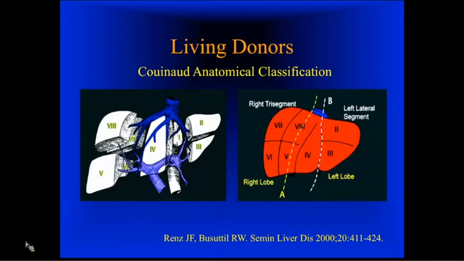And if the recipient was a little bit bigger but not an adult, we would do a left lobe, so segments 1, 2, 3, and 4. And if it's an adult donor to an average size adult recipient, it would be the right lobe, segments 5, 6, 7, and 8.